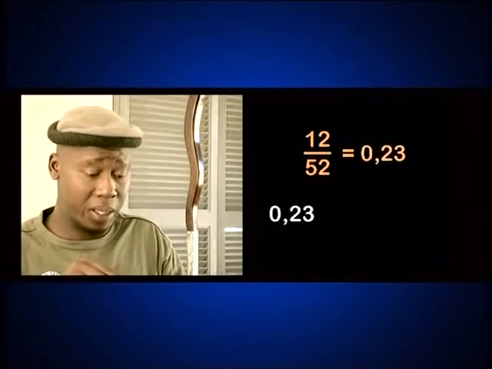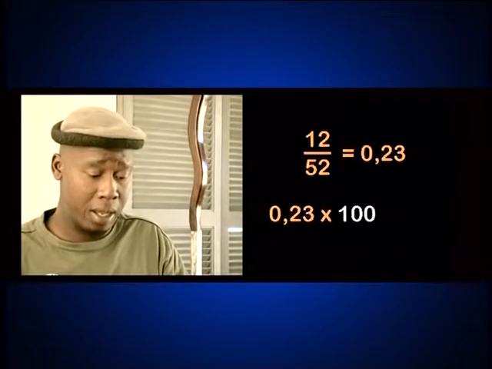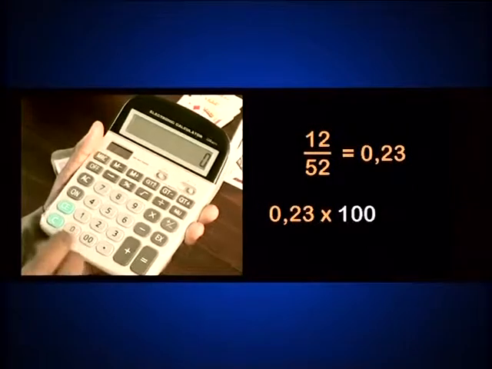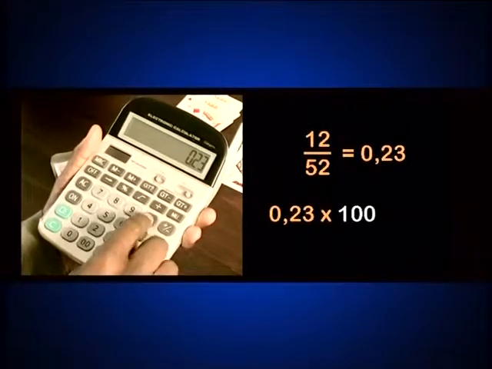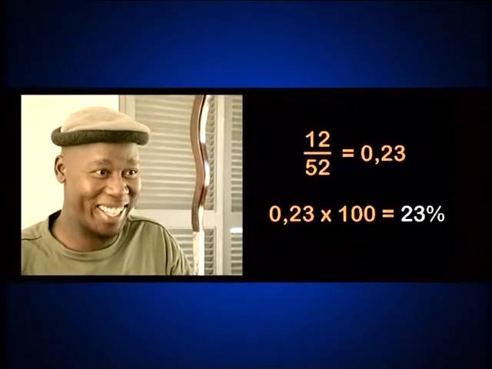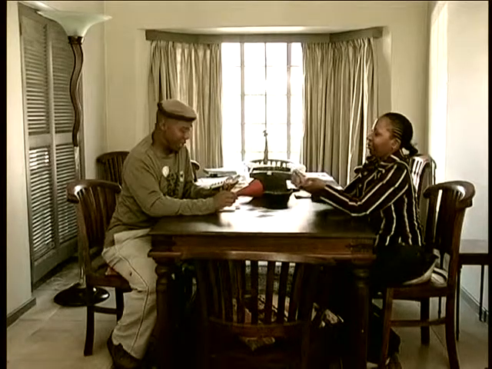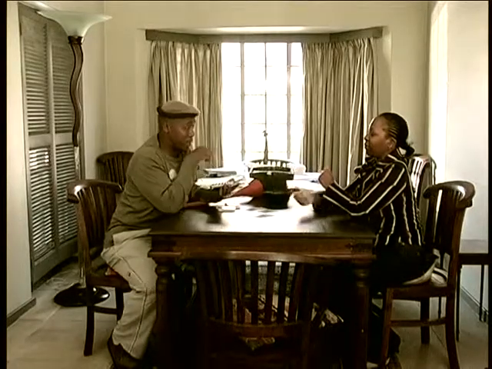So we need to find a percentage. Therefore, we multiply 0.23 by 100. 0.23 multiplied by 100 is equal to 23%. 23% in my favor and giving you 77%. No one will ever say yes to odds like that.